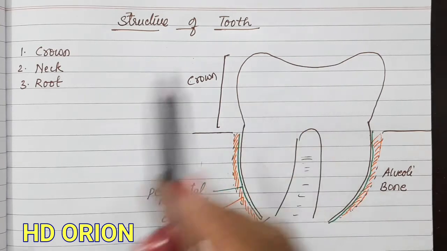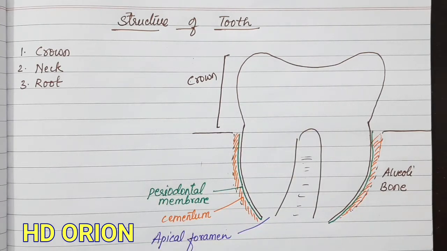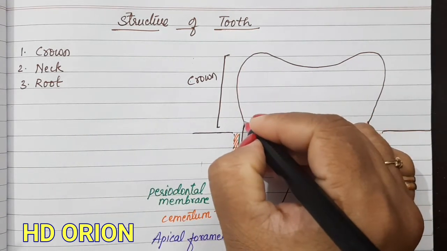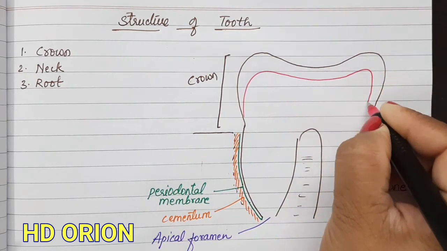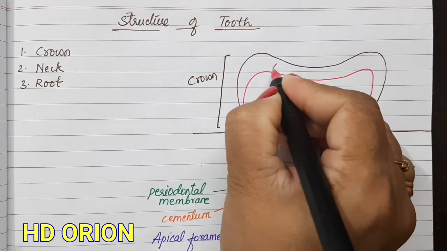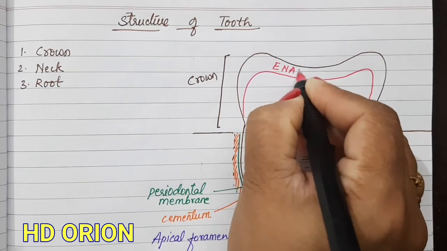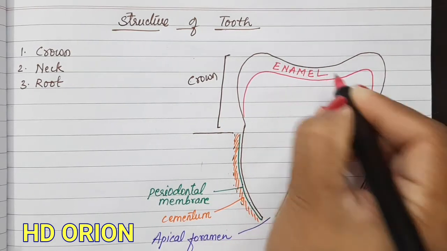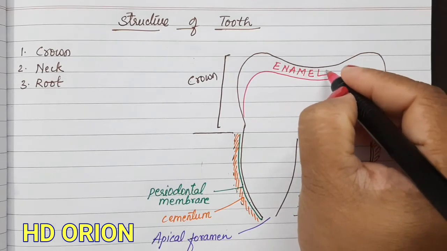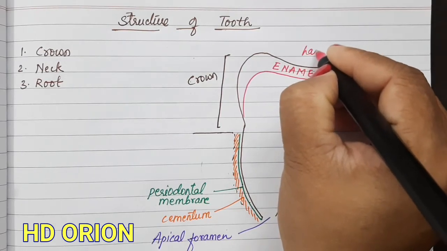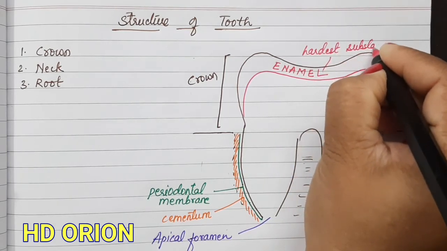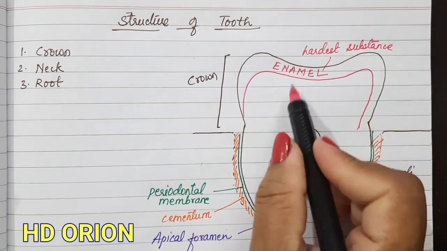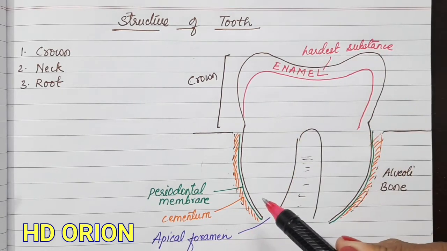Now this crown has three parts. The part which is above, this part is the enamel. The enamel is the hardest substance known in the body.